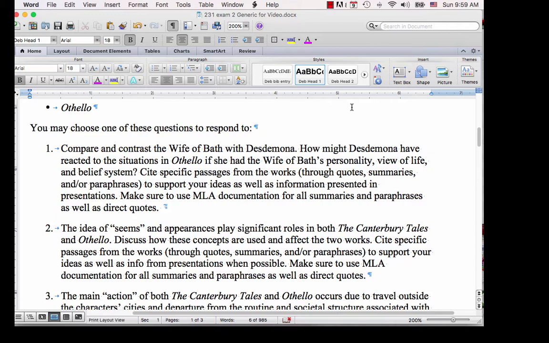So pick the Wife of Bath or the Pardoner and one of the main characters from Othello and talk about how they aren't the way that other characters see them, or they aren't the way that they act when they're around people in their hometown or parishioners they're preaching to. If that doesn't make complete sense to you and you have any questions, let me know.